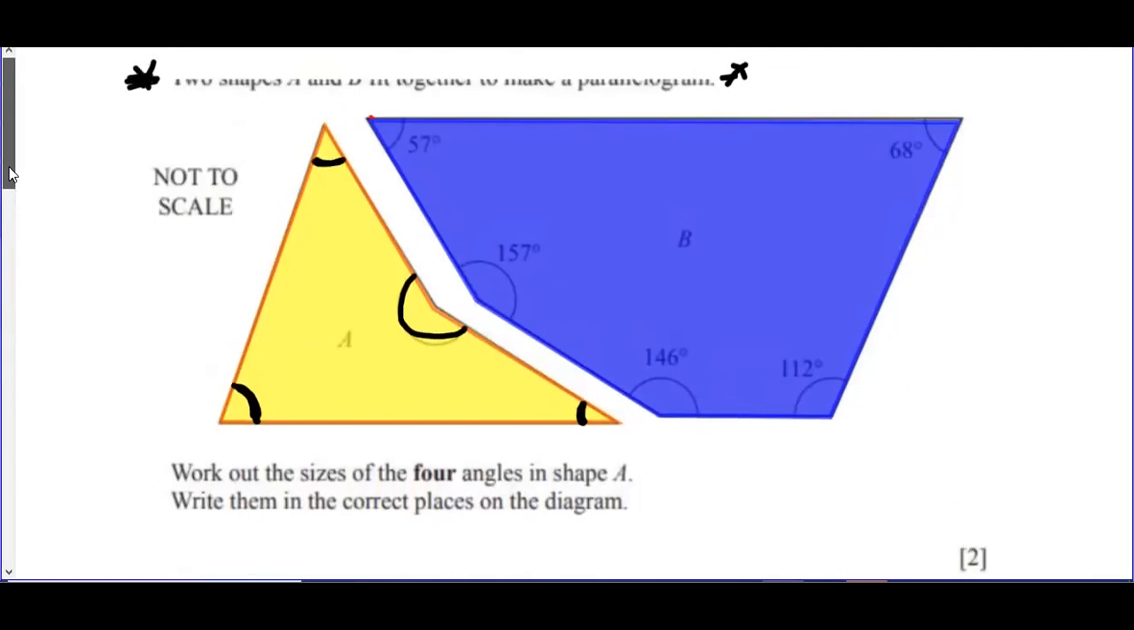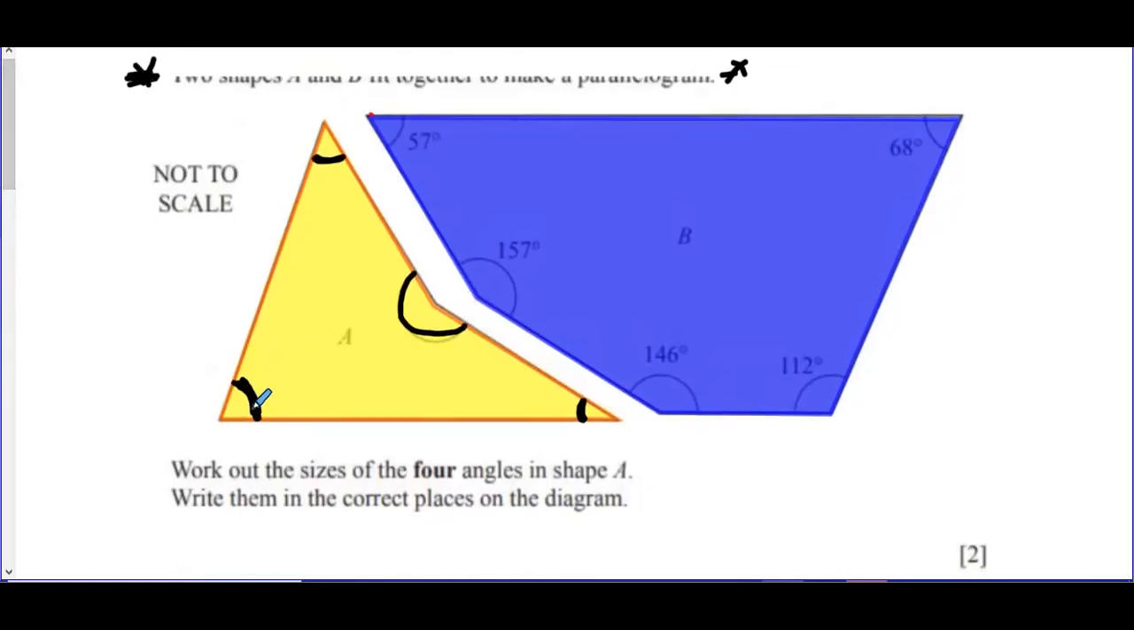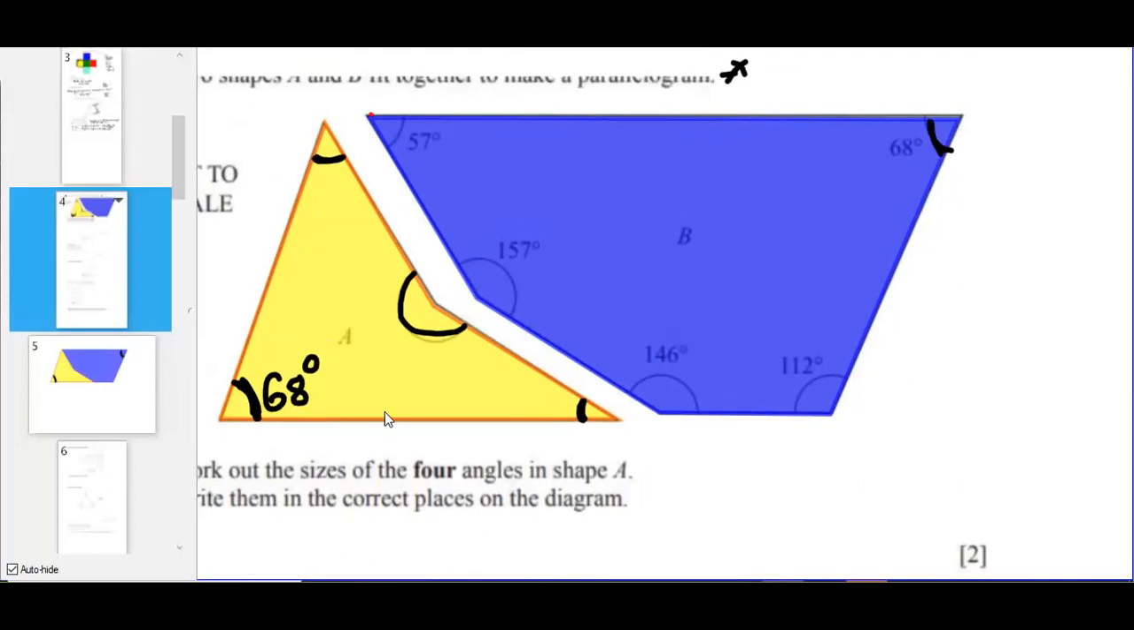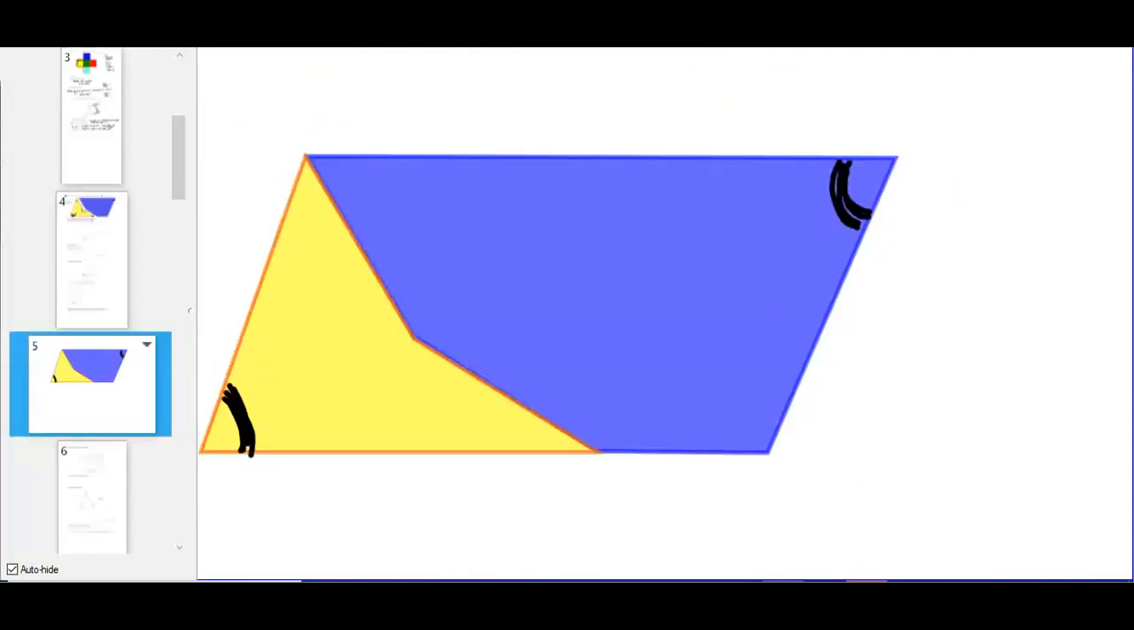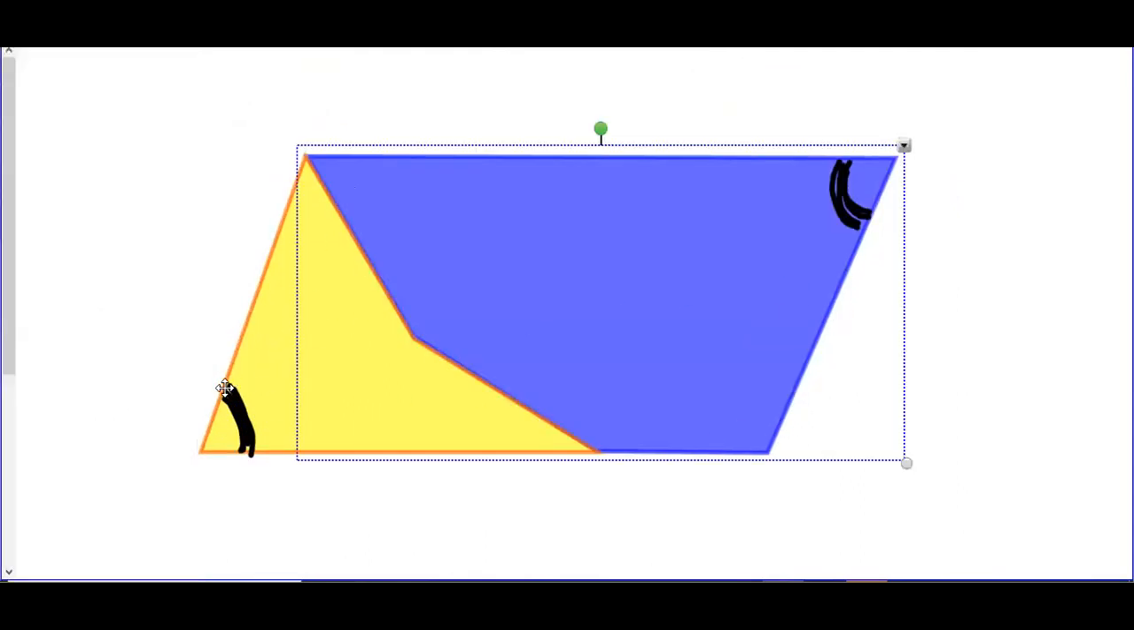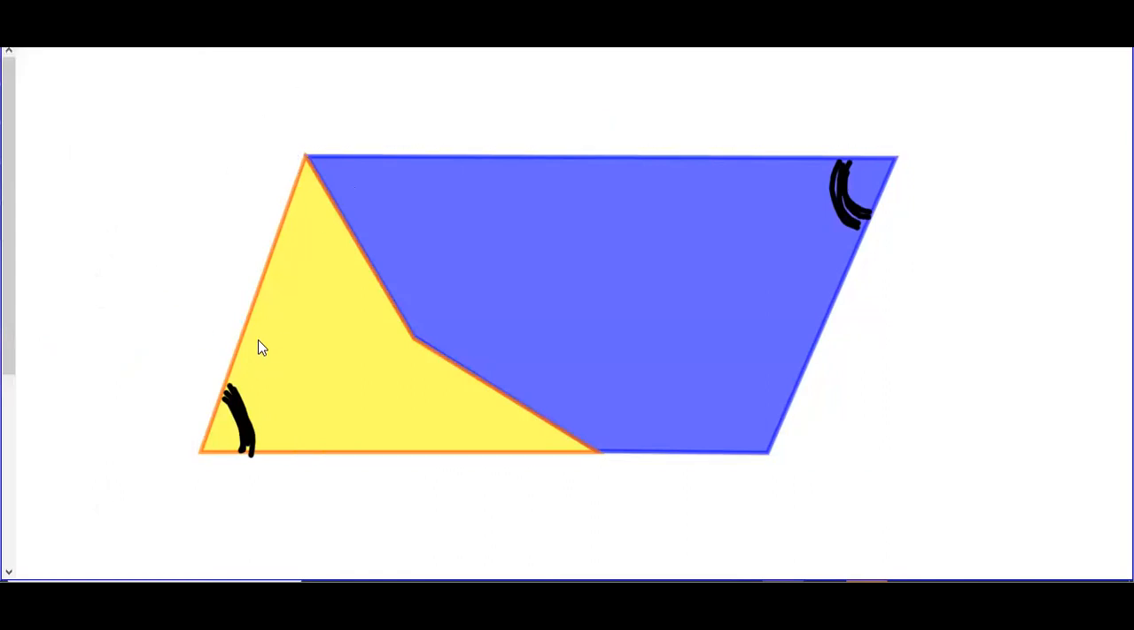Now let me look at this angle, because the shapes fit together to make a parallelogram. I expect that this angle should be equal to this angle, so this angle will be equal to 68 degrees. How did I know? Because in a parallelogram like this, we expect this angle to equal this angle. Now, this angle is 68 degrees. If this angle is 68 degrees, that angle will also be 68 degrees.